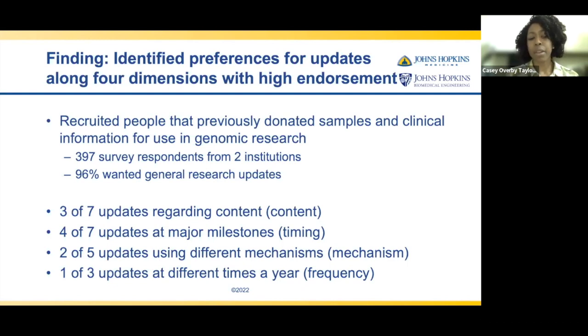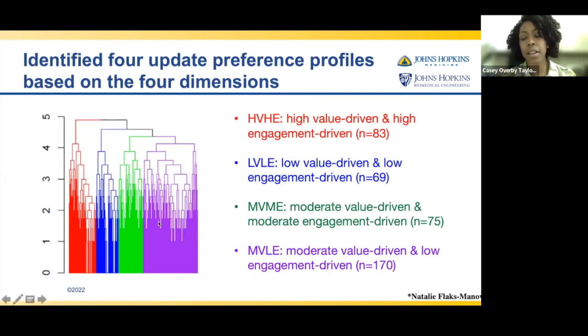And so 3 of 7 updates regarding content, 4 of 7 major milestones, 2 of 5 different mechanisms, and 1 of 3 different times of year were highly endorsed. And I'll go through those in a bit more detail. But first, we also identified 4 distinct clusters using hierarchical clustering. And these groups were defined according to their preference for, or their being driven by, high value, high engagement, low value, or level of value, level of engagement. The way we defined value was according to certain preference dimensions.